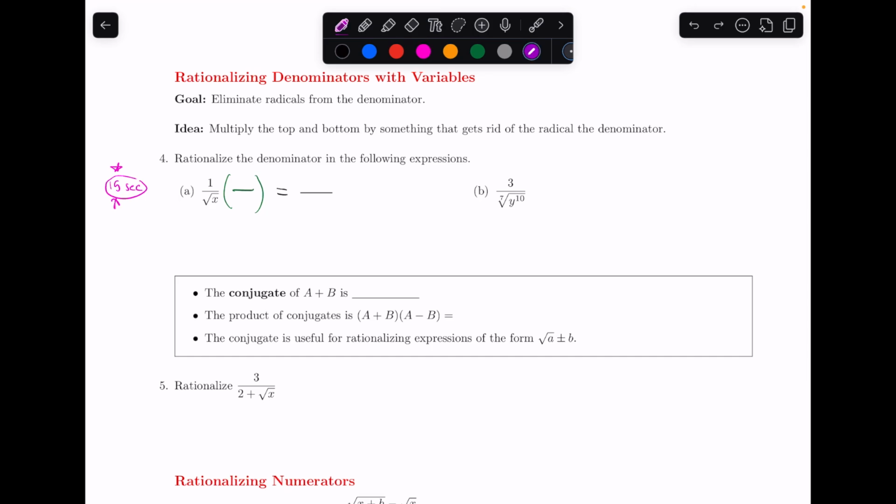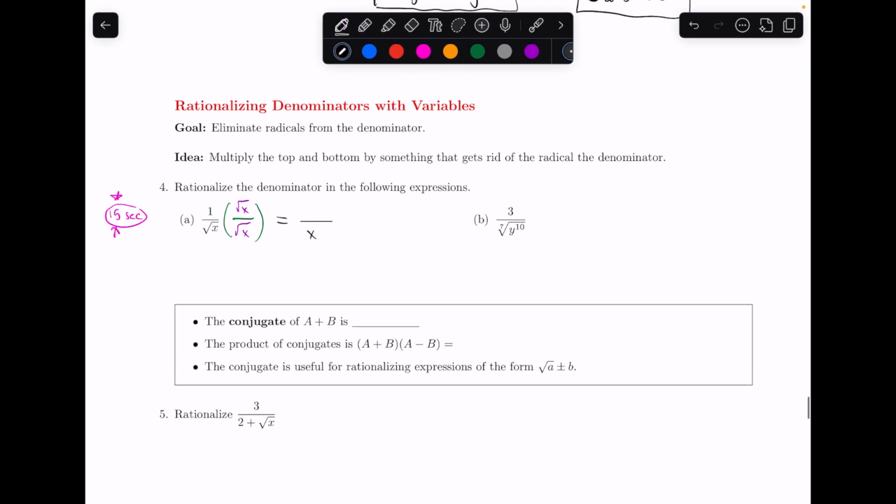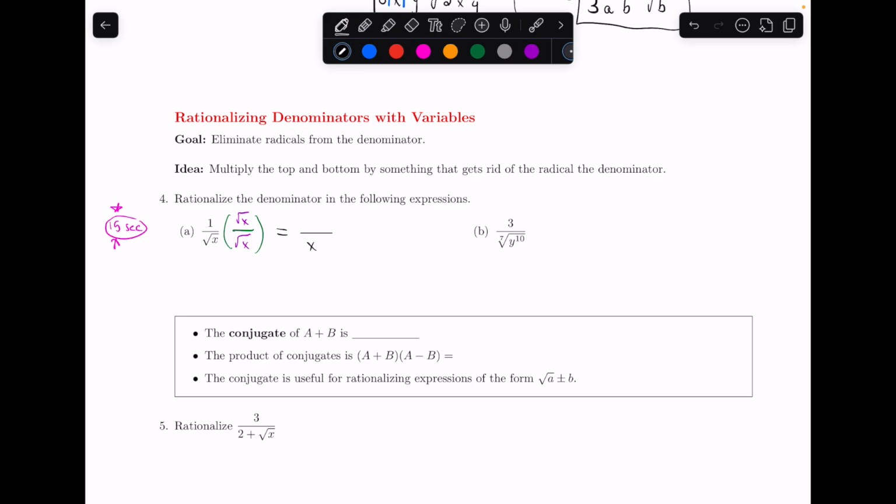It turns out you have to multiply by another square root of x. Because if you do that, square root of x times square root of x just becomes x, right? There's a couple of ways to see that. Square root of x is x to the 1/2, and times another square root of x, that's another x to the 1/2. And now the exponent rule is, you add the powers here. If you add them, you get x to the 2 over 2, which is just x to the 1. And that's just x.